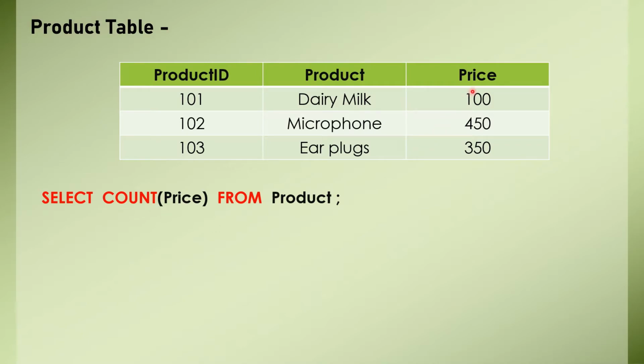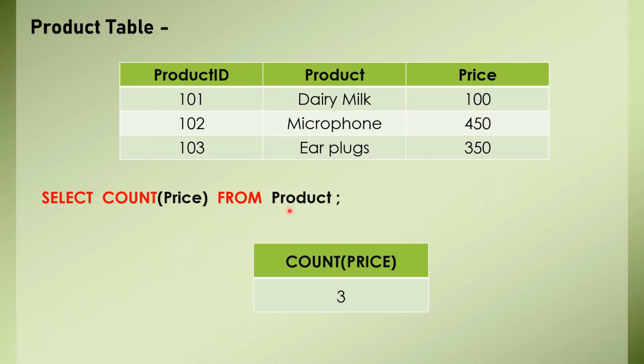Select count price from product, means you are taking price as the column. You can even take the product ID, or the products, you can take any one, and you can find out the total number of rows from that table. There is some catch in it. Let me tell you the output first. The output is simple, count of price is definitely 3 because we have 3 prices, correct?